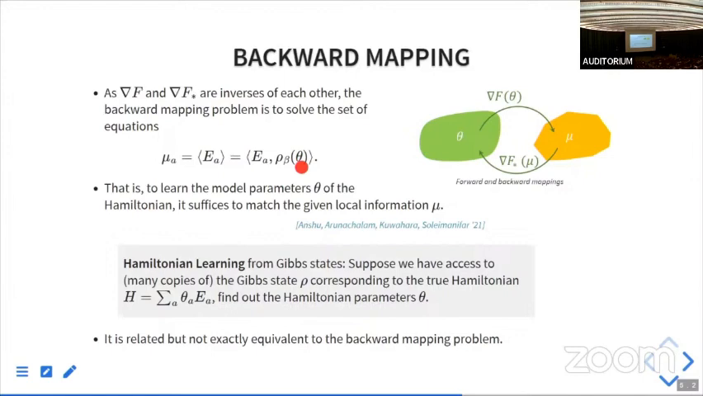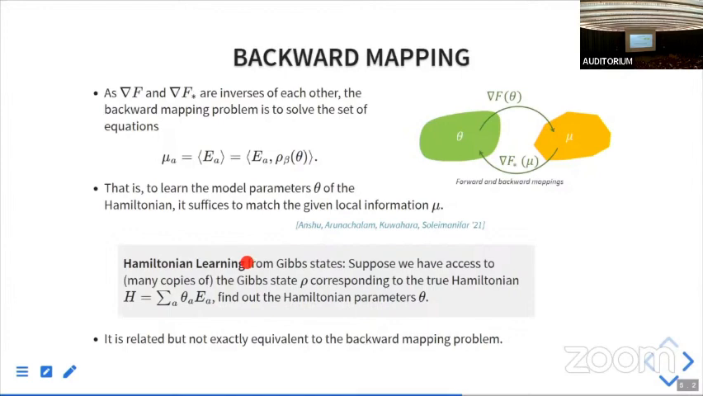But it's an important fact. It tells us that if you want to learn the parameter theta, it suffices to match all the local information. There's only one theta that matches the local information. This is a key observation utilized in Anshu et al.'s result, which discusses the Hamiltonian learning problem. The Hamiltonian learning problem comes in different versions. One version is learning from Gibbs states: you may have access to many copies of a Gibbs state rho according to some true Hamiltonian, and your task is to find the parameter theta approximately.